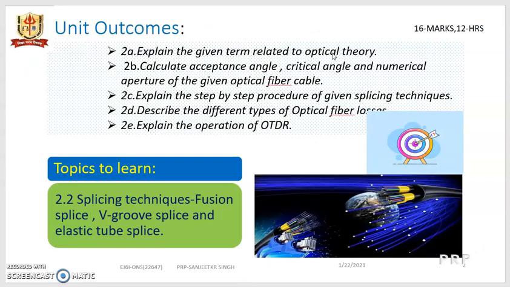So we already saw the 16 marks allocated for it and the unit outcomes. Now in this presentation, we'll see the splicing techniques, mostly the fusion splicing, that is also called welding, and the mechanical splicing technique.